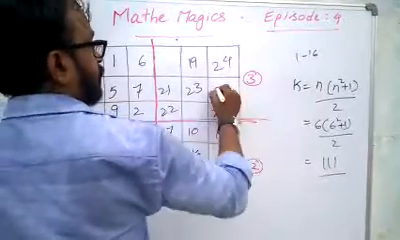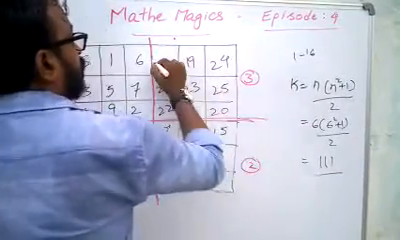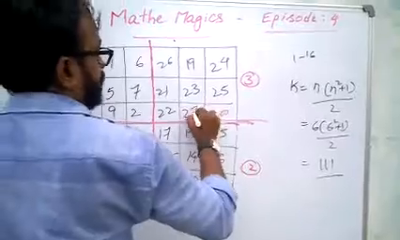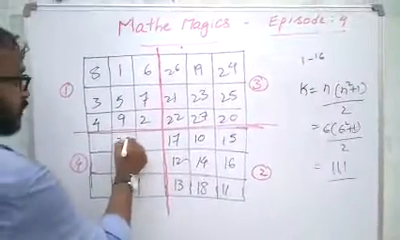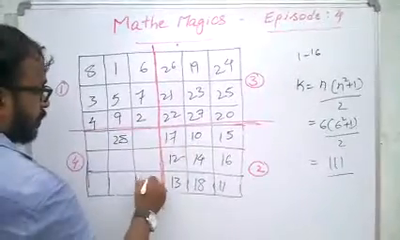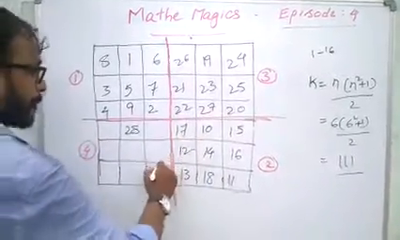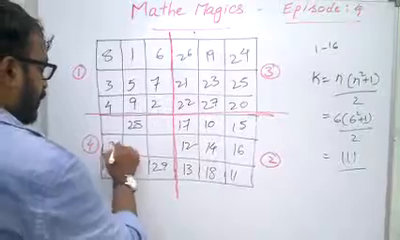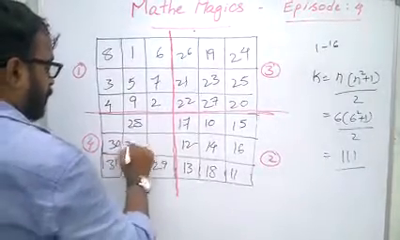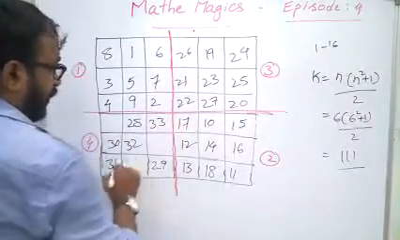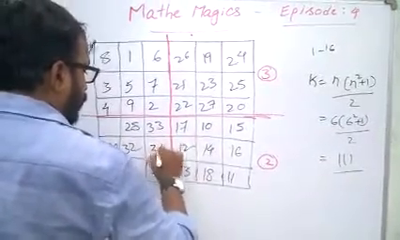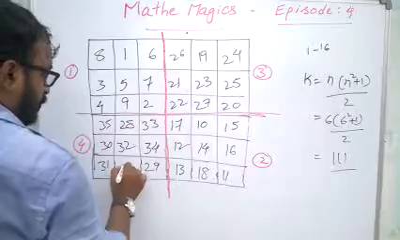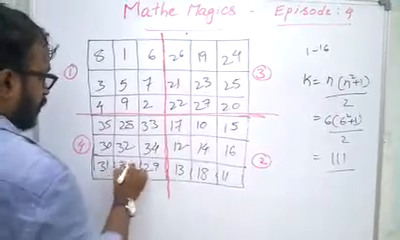Finally 25, 26, 27. Next available numbers are 28 to 36: 28, 29, 30, 31, 32, 33, and finally here 34, 35, 36.